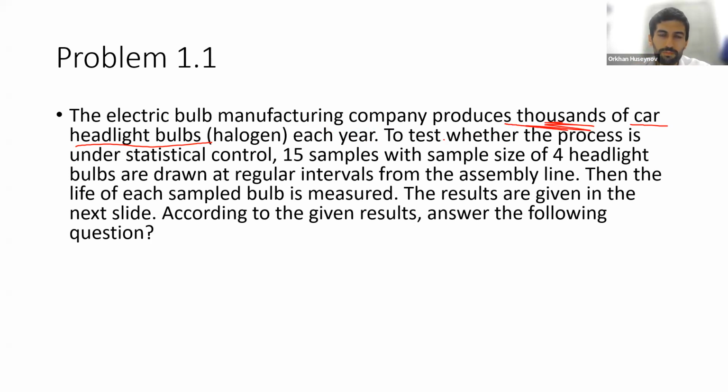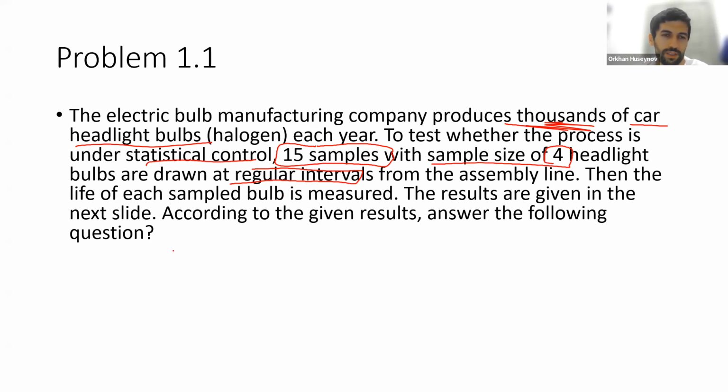To know whether the process is under statistical control, what we do is take 15 samples from the headlight bulbs, and each of them has a size of 4. We are using regular intervals, and then we are trying to understand the lifetime of the headlight bulbs.